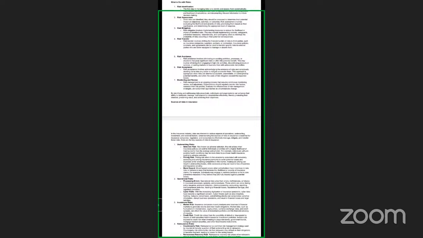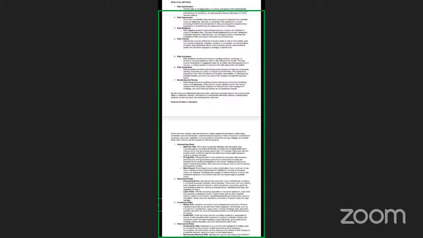So risk acceptance basically involves acknowledging the existence of risk and consciously deciding not to take any action to mitigate or transfer it. The company on its own is able to provide for compensation towards the loss that might result from the happening of the risk.